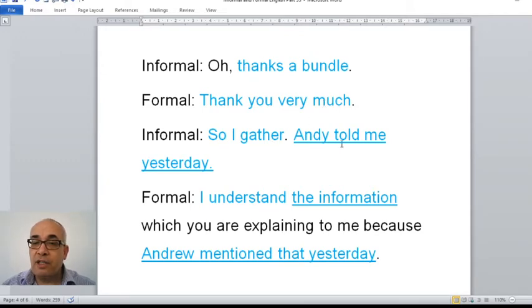So I gather, Andy told me yesterday, this is informal. I understand the information which you are explaining to me because Andrew mentioned that yesterday. So what I do, we don't start formal English with so, this is not right. I have to say I understand the information. So I gather means I understand, but you have to explain to make it clear. What do you understand? I understand the information which you are explaining to me because Andrew, instead of told me, mentioned that yesterday.